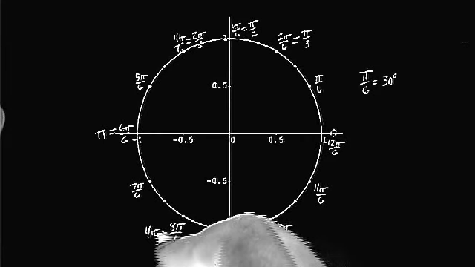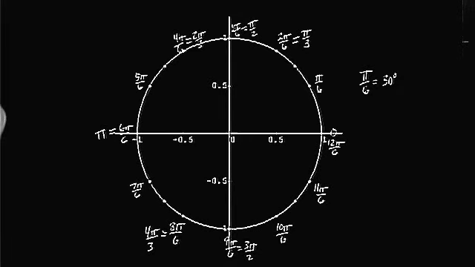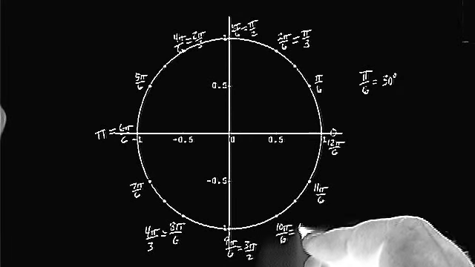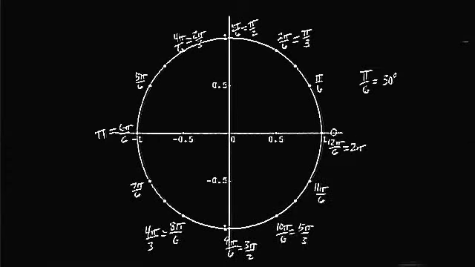4 pi over 3. 3 pi over 2. 5 pi over 3. And lastly, 2 pi. And that's a complete revolution, but we already knew that.